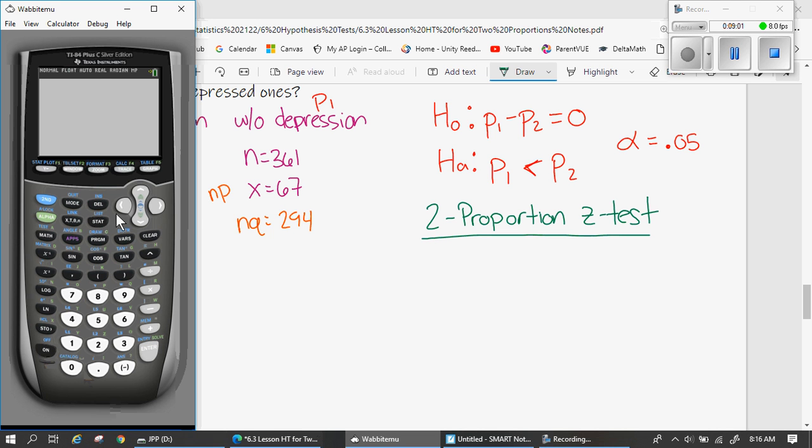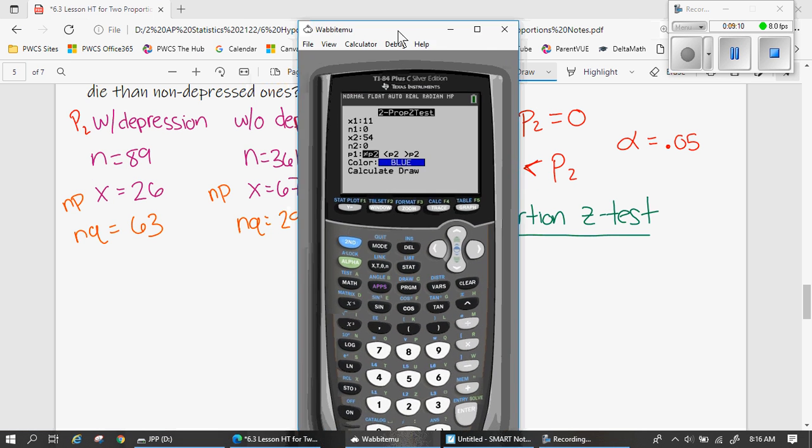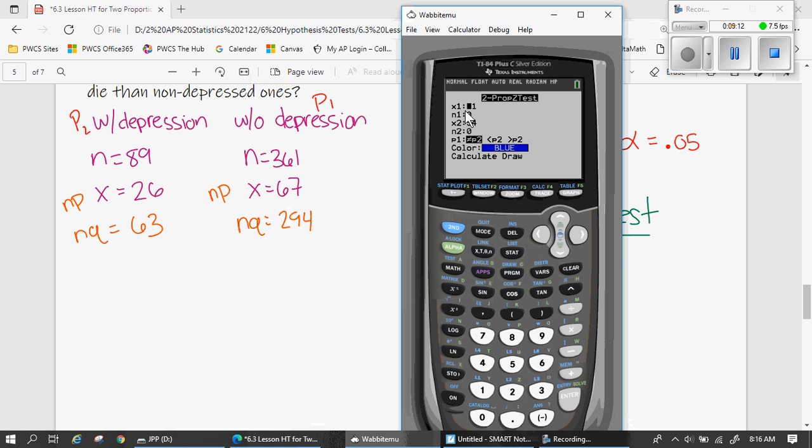So let's go and find the test on the calculator. We're going to do a two-proportion z-test. And I said that my first group, P1, is those without depression, so I'll put in my information there. And again, if I have that all documented, I can just grab it and put it into my calculator. Group 2 is my depressed patients. And of course, make sure you're putting the numbers in the right spot.